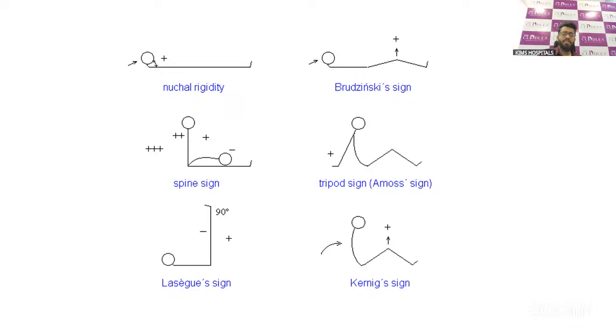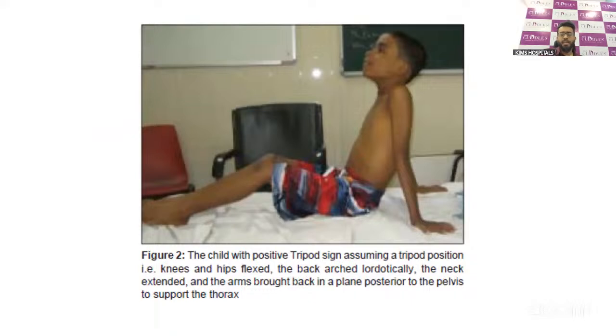Other less common signs are Lasègue sign and Koenig sign, which we have discussed before. So this is the sign I was talking about. This is a typical tripod position wherein the child is comfortable in this position because they'll have the least resistance for the meningeal stretch.